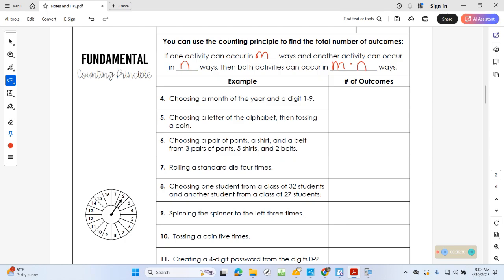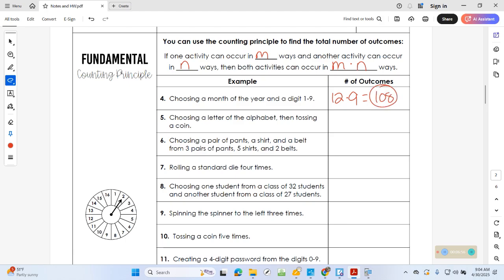Okay, so I'm going to do the exact same thing for these. This is what we're going to use to really calculate our probabilities. Choosing a month of the year. All right, easy question. How many months are there in a year? 12 times 9. All right, you don't need a calculator. You know that. What's 12 times 9? 108.